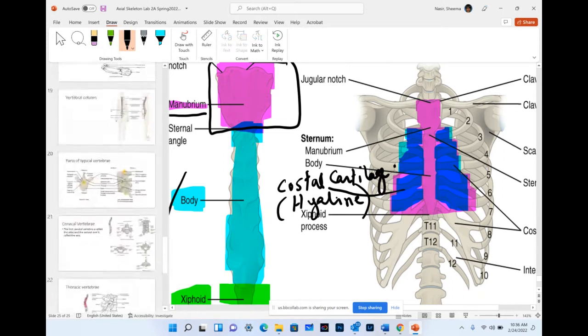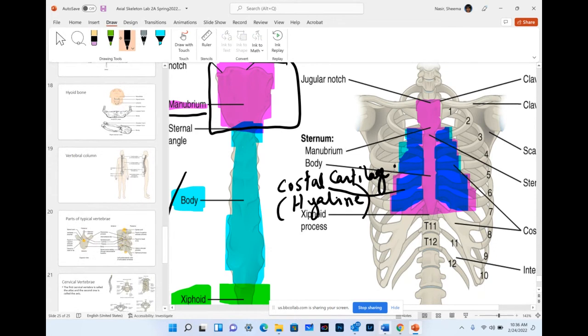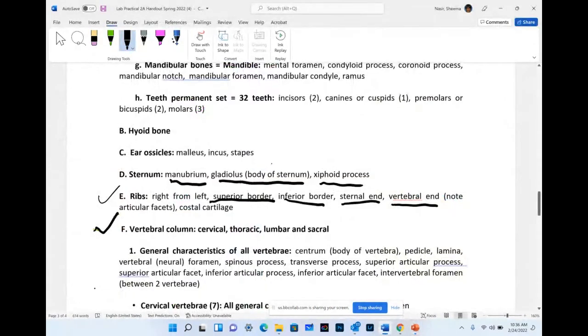Now we are going to move on to the next one, which is rib. And we are going to look at superior border, inferior border, sternal end, vertebral end, articular facets, and the costal cartilage, along with you being able to identify right and left rib. So you should be able to identify which one is right and which one is left rib. So let's now look at the rib.